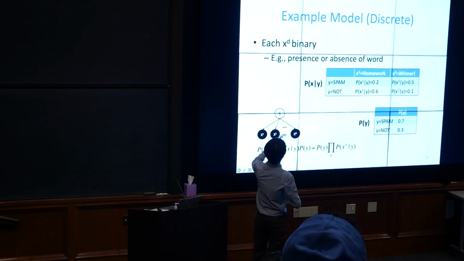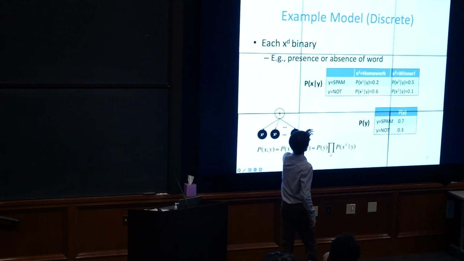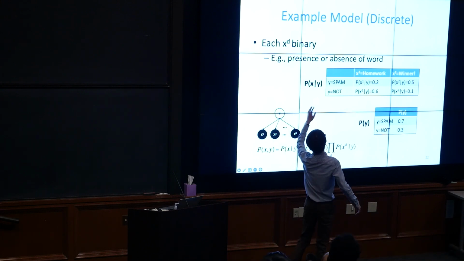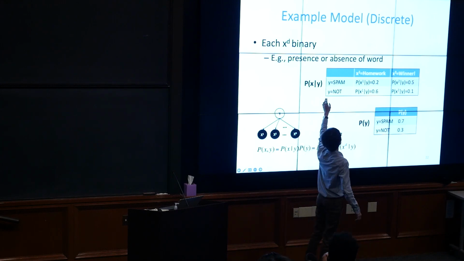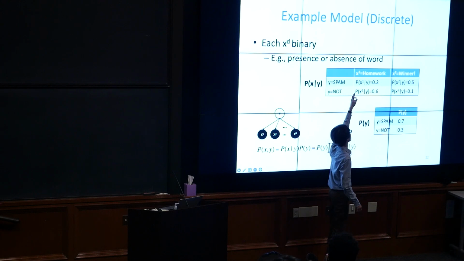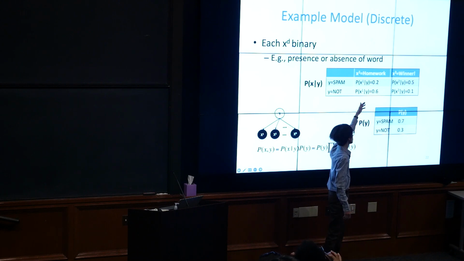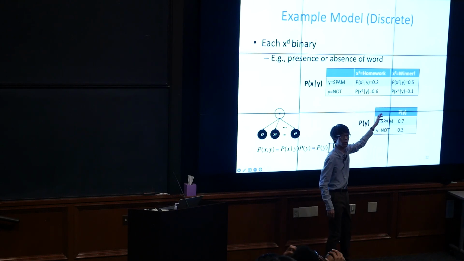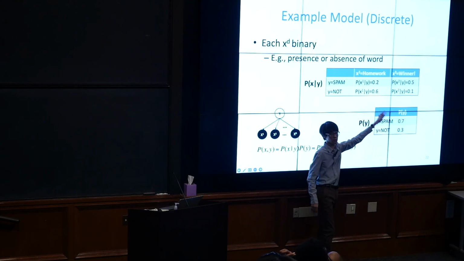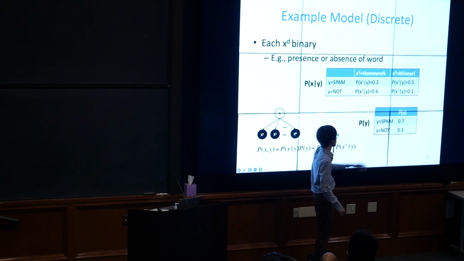So each xt is binary. This is the same thing we saw before, but these are the model parameters. First we have x conditioned on y. Given that y is spam, what's the probability that x1 is homework? 0.2, and conditioned on not spam, 0.6. Then the probability of winner conditioned on spam is 0.5, 0.1, etc. So assume that this is learned. We'll talk about how we come up with these numbers later.